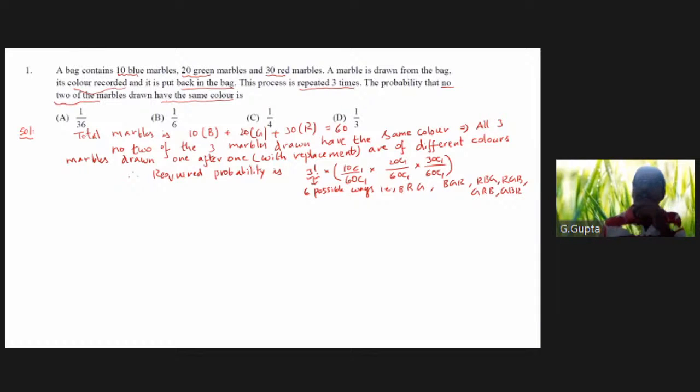10C1 by 60C1 into 20C1 by 60C1 into 30C1 by 60C1. Here permutations take place, 3 factorial ways, because the position of the ball is not given. So that is why 6 ways. If the question asks first is blue marble, second is green marble, third is red marble, then it should not be multiplied by 3 factorial ways. So 6 into 10 by 60, 1 by 6, 20 by 60, 2 by 6, 30 by 60, 3 by 6. So 2 into 3, 6 cancelled, again 1 by 6. Accordingly, the answer, that is the option, is B.